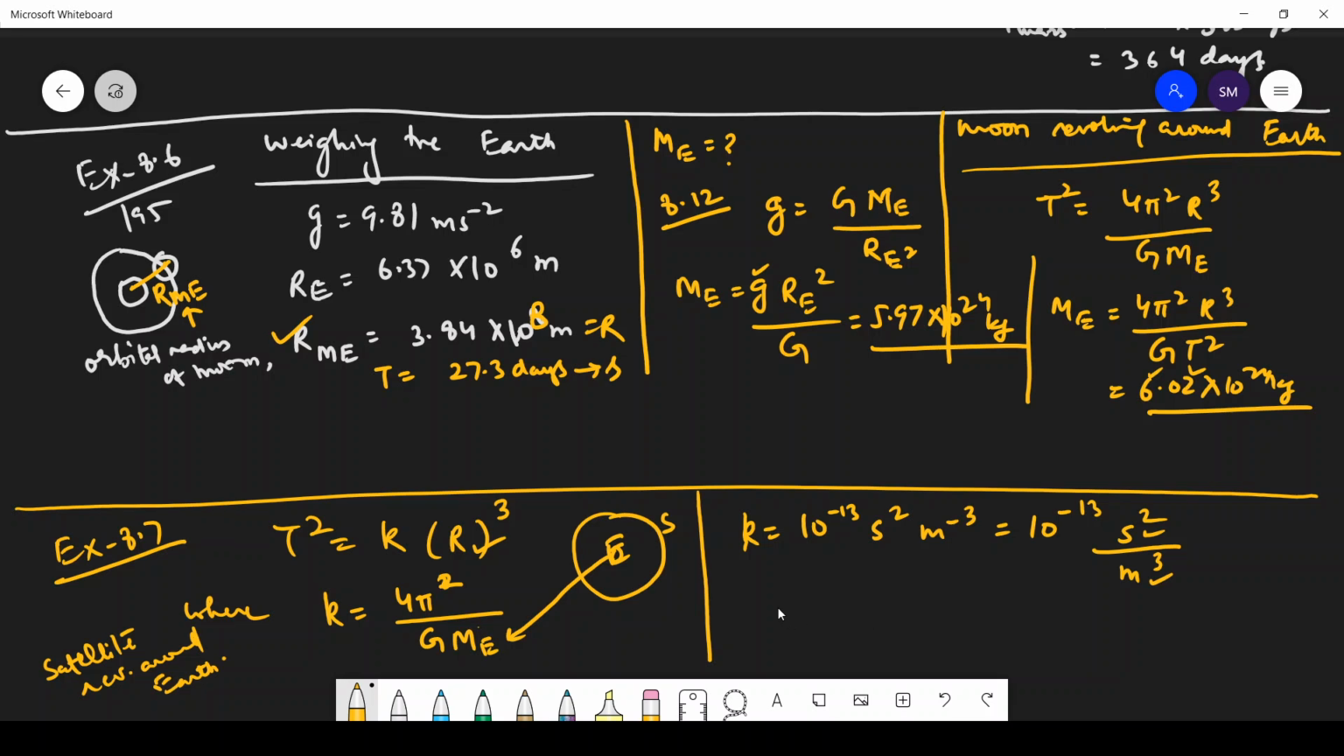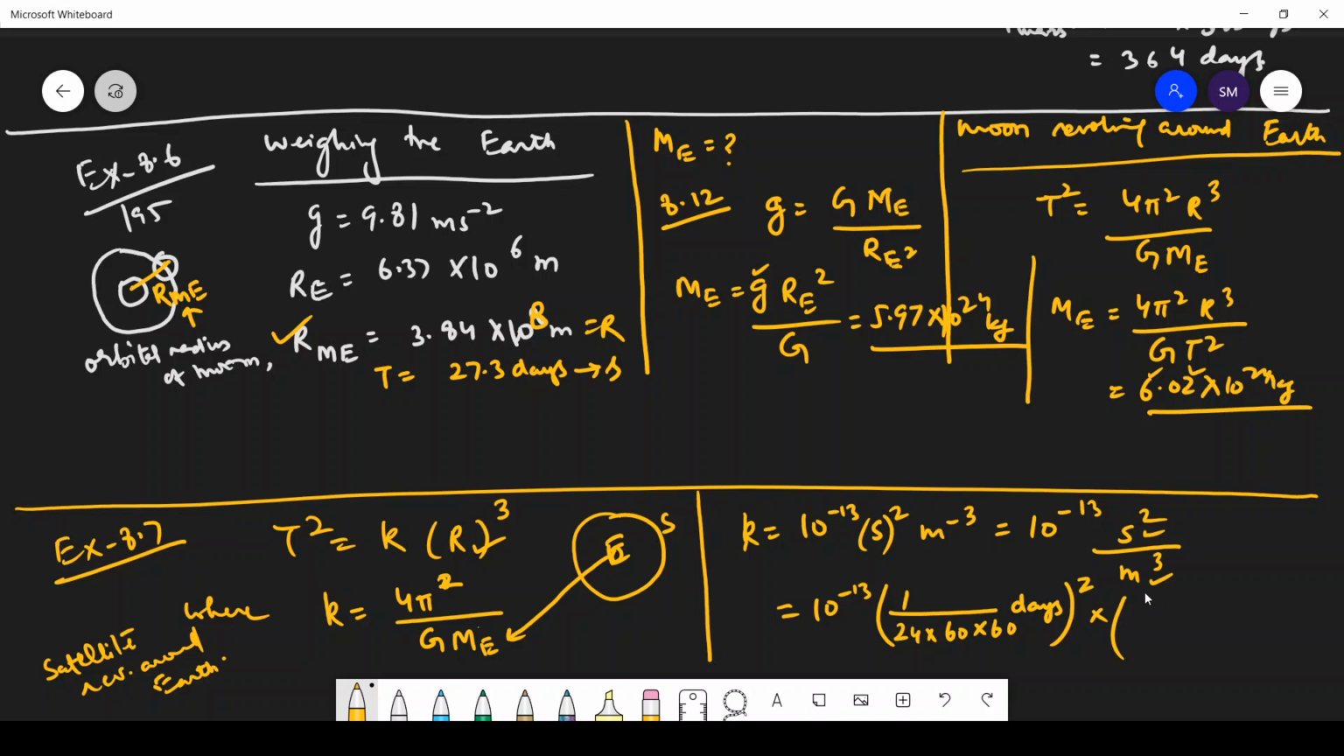So what will you do? Simply 10 raised to the power minus 13 will remain there. So what is second square equal to? Assume, students, look, this second square. So what is a second, changing it into days? So 1 second, how many days? 1 second is 1 upon 24 into 60 into 60 days. That is the meaning of it, and then square. So 1 second is equal to this many days, and then square.